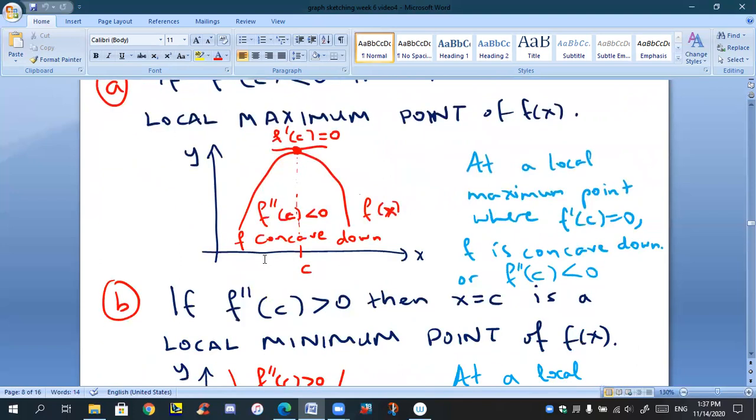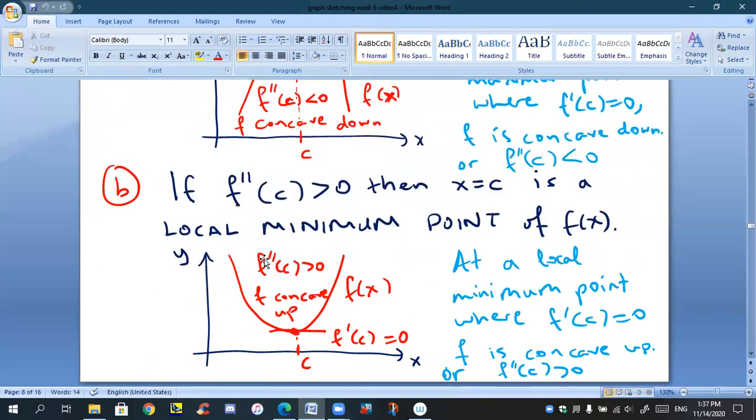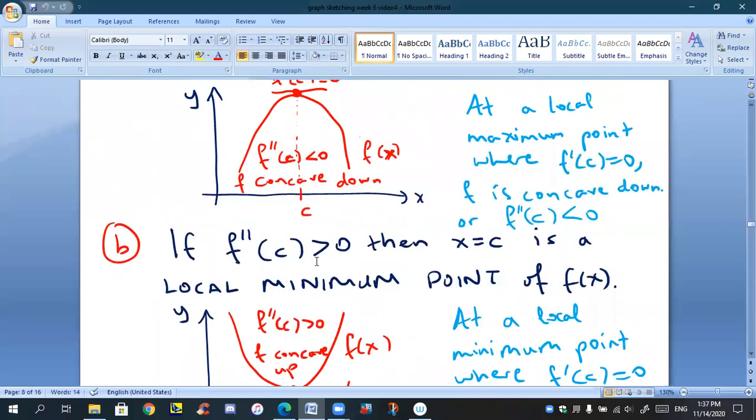And then for a local minimum, if f double prime at c is positive, that means it's concave up. And f prime is 0 anyway, so the tangent line is horizontal. Well, this happens at a local minimum. So if you look at the sign of the second derivative at the point where f prime c equals 0, positive f double prime means concave up, that's a local minimum. Negative second derivative means concave down, that's a local maximum.